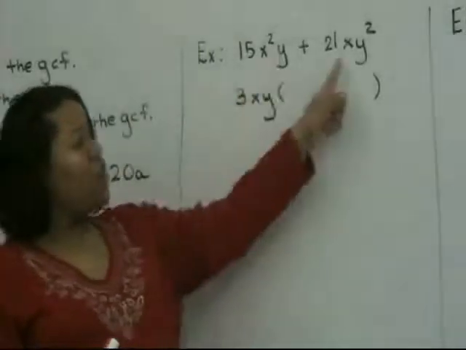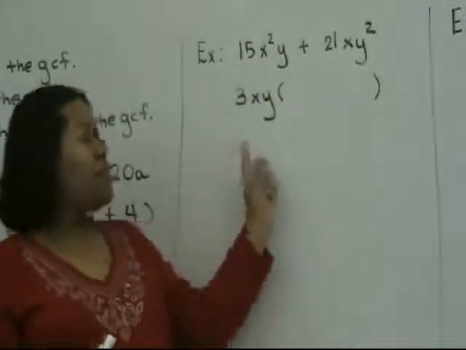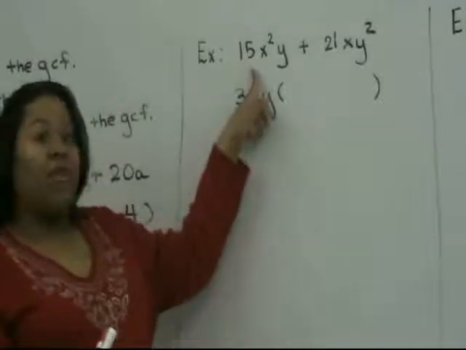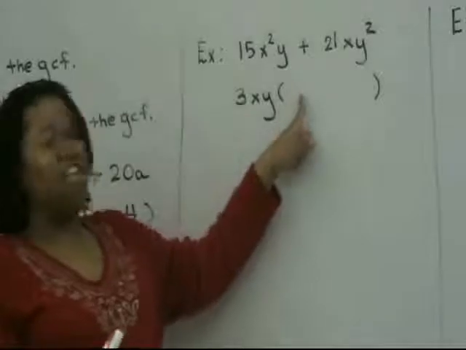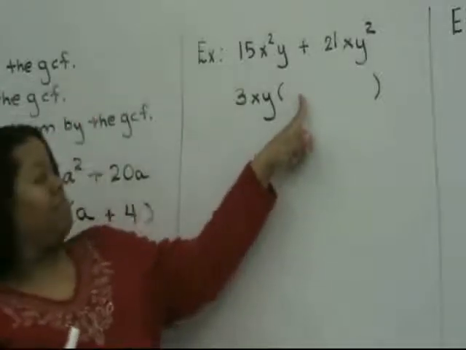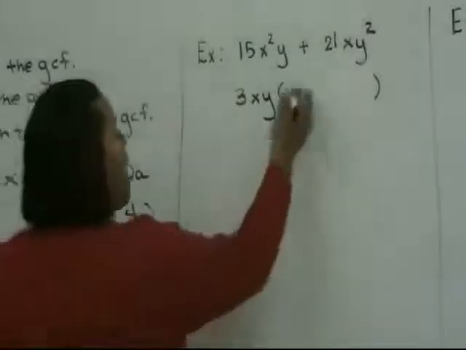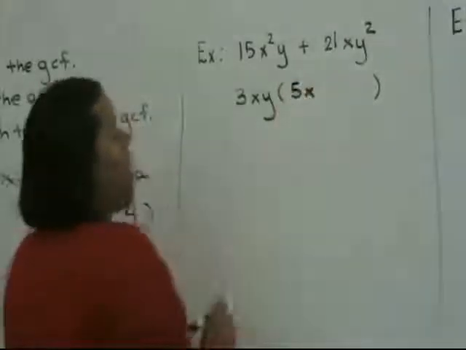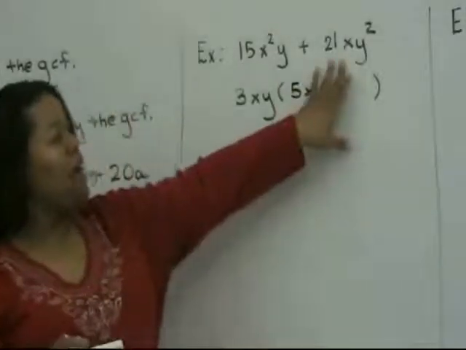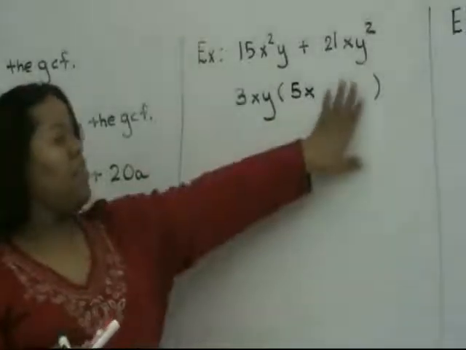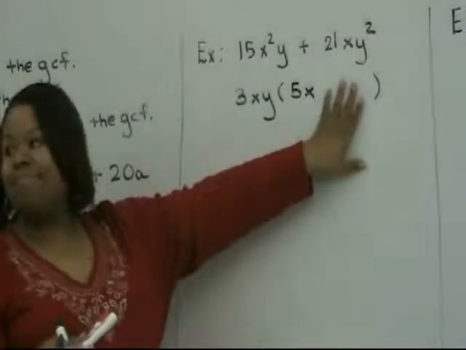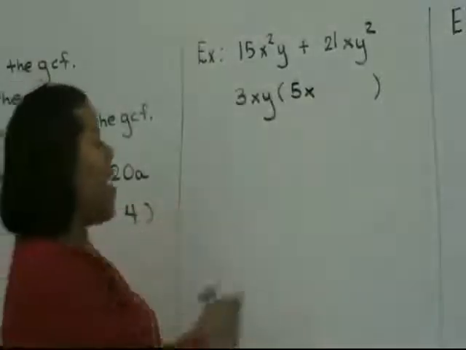So we divide each term by the greatest common factor. So 15x squared y divided by 3xy would leave me with 5x. And then the second term, 21xy squared divided by 3xy would give me 7y.